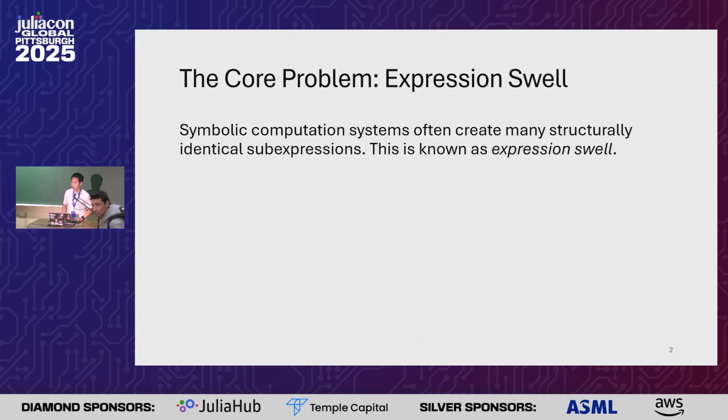At the heart of our work is a fundamental bottleneck in symbolic systems called expression swell. As we manipulate complex mathematical expressions, we inadvertently create thousands or even millions of identical subterms.